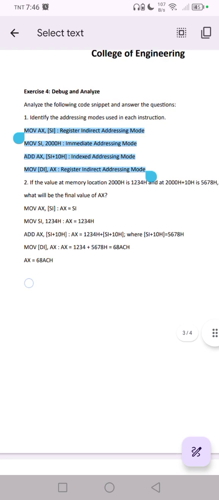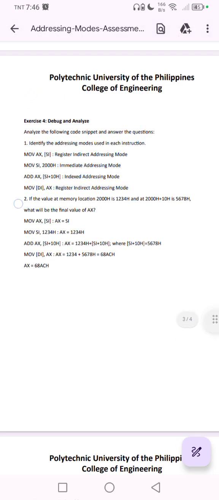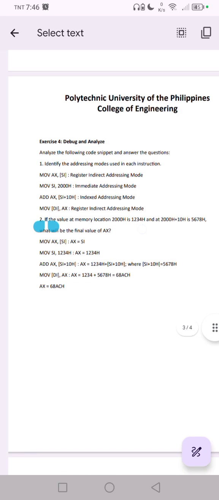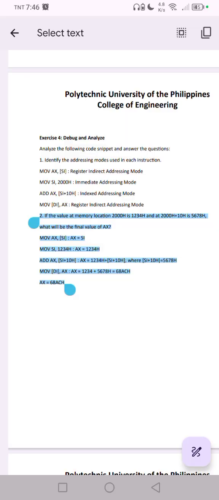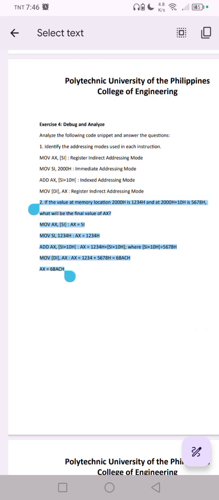And 2. If the value at the memory location 200H is 123H and at 2000H plus 10H is 5678H, what will be the final value of AX? Initially, MOV AX, [SI] loads the value from the address in SI. MOV SI sets SI to 123.